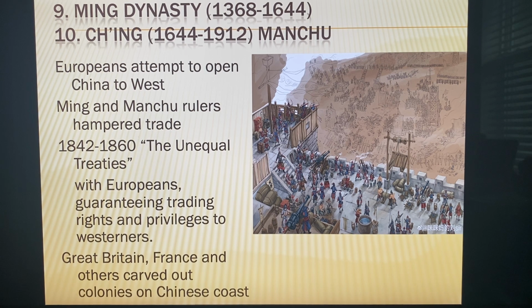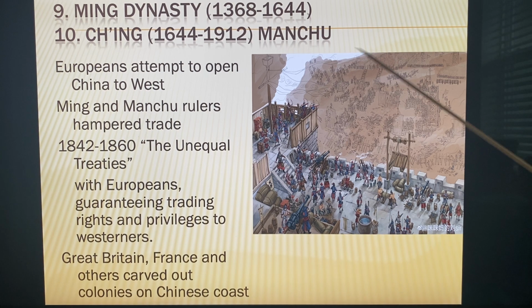From 1842 to 1860, they called them the unequal treaties. Isn't that what a lot of treaties are with some of these European countries? These treaties were not really good for China, but mainly good for the Europeans. They guaranteed trading routes and privileges to the Westerners. During these dynasties, they tried to hamper this. The European countries coming in, especially Great Britain, France, and Italy, carved out colonies on the Chinese coast at this time.